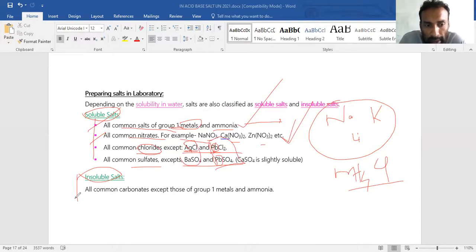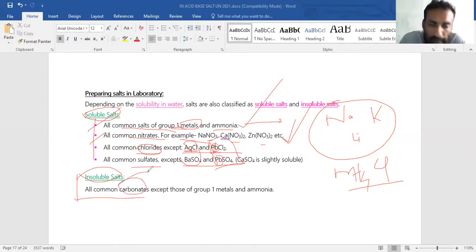Now it's insoluble salt. So you may give here a pause and think and listen to this again for a few minutes, then go to insoluble salt.